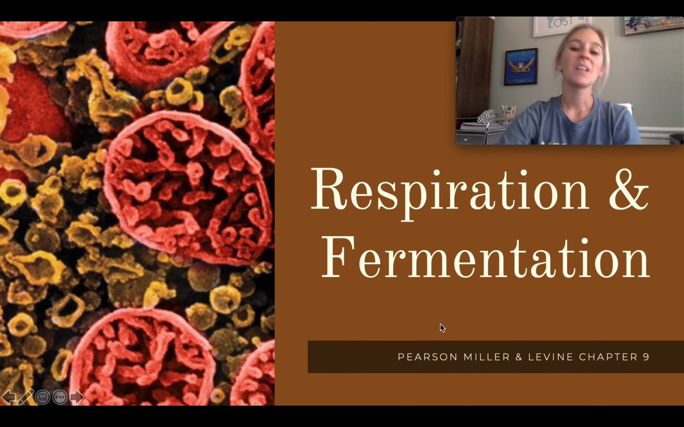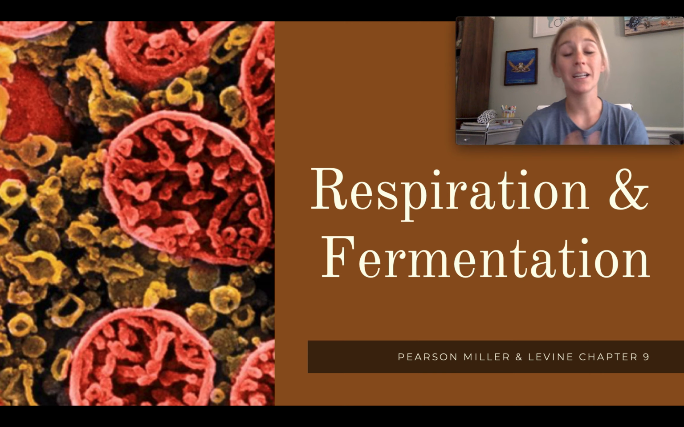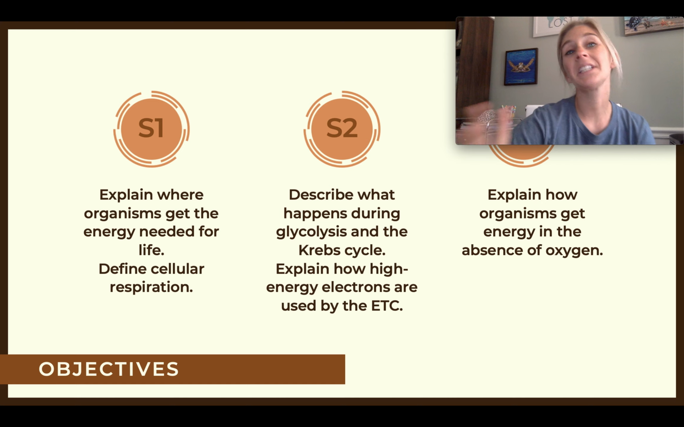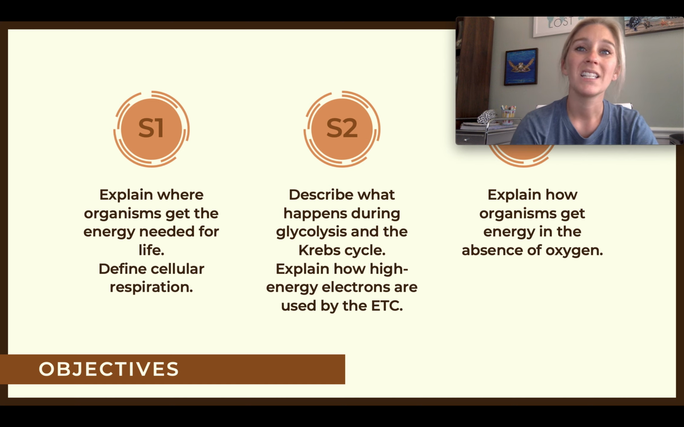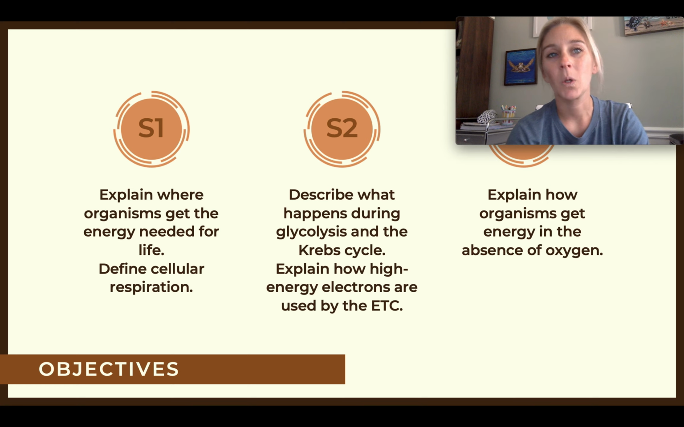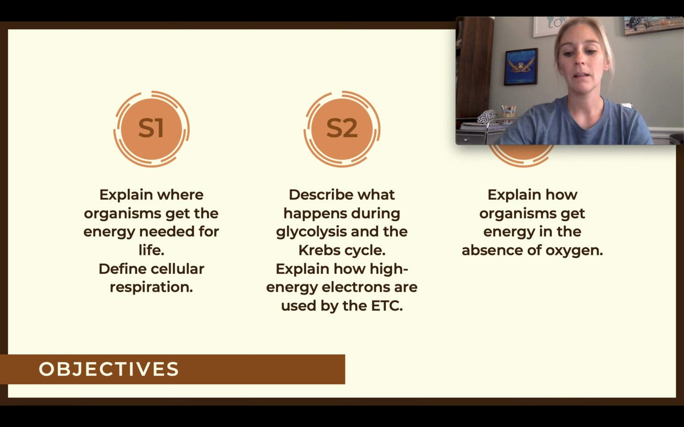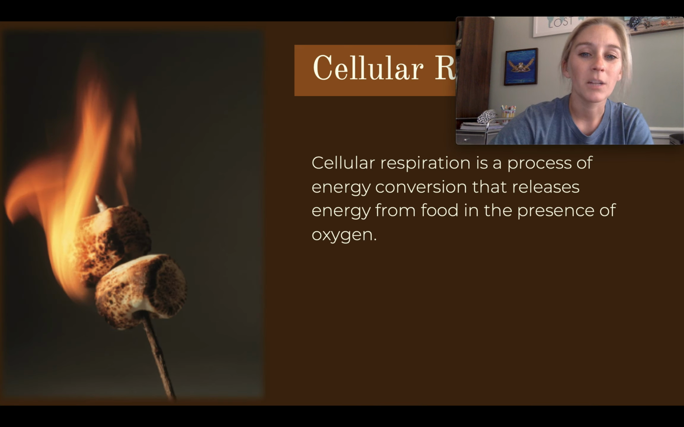Okay, so we are looking at chapter 9 in my book. We're going to talk a little bit about cellular respiration and fermentation. So there's 3 sections. In the first section, we're going to look a little bit at where organisms get the energy that they need for life, and we're going to look at cellular respiration. In the second section, we're going to go a little bit more in depth to glycolysis, the Krebs cycle, and the electron transport chain. And then finally, in the third section, we're going to talk a bit about how organisms get energy if there's no oxygen available.